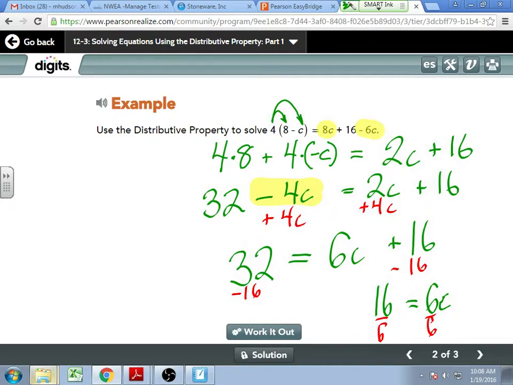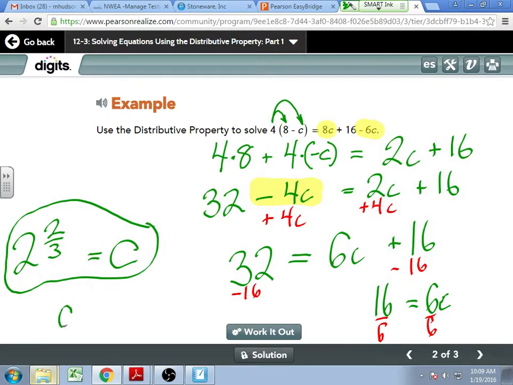And C will equal 2 and 6 repeating? No, 2 and 2 thirds. We like to write it in the rational form, 2 and 2/3. Now, if you really love decimals, you could write 2.6 repeating, but still, that's not 100% accurate. We'd rather use the rational form.